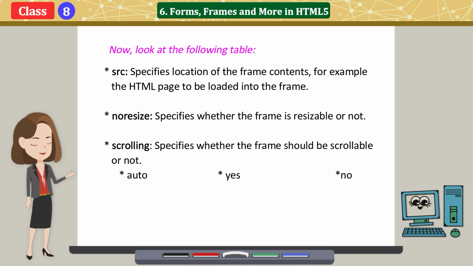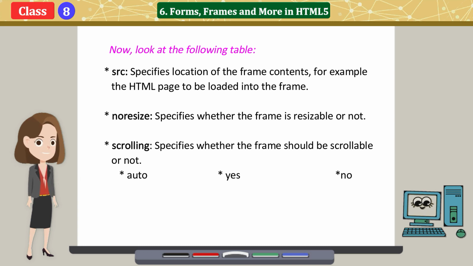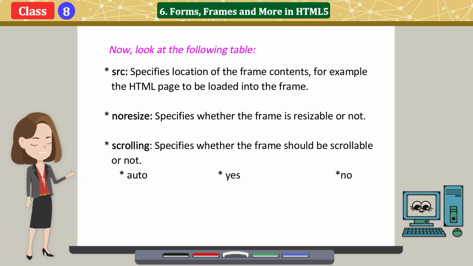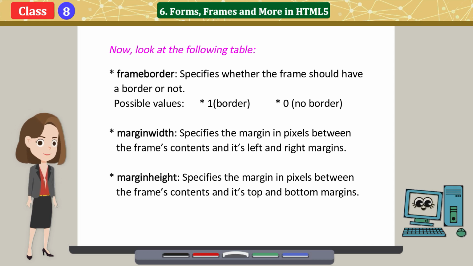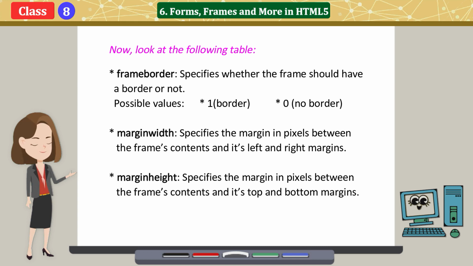Noresize specifies whether the frame is resizable or not. Scrolling specifies whether the frame should be scrollable or not. Possible values are auto, yes, no. Frameborder specifies whether the frame should have a border or not. Possible values: 1, border; 0, no border. Marginwidth specifies the margin in pixels between the frame's contents and its left and right margins. Marginheight specifies the margin in pixels between the frame's contents and its top and bottom margins.